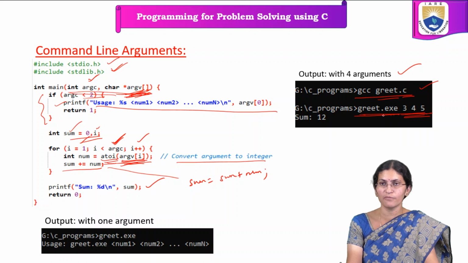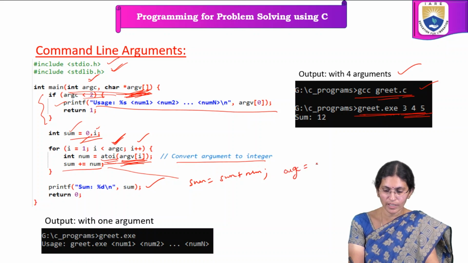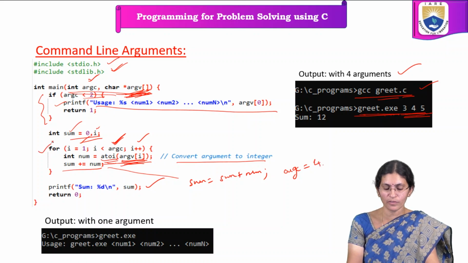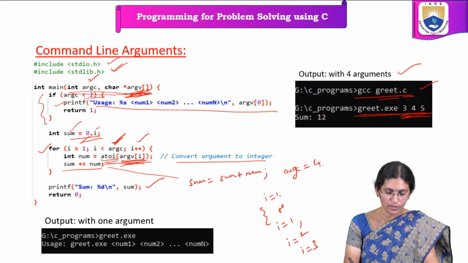Here in total we have passed 1, 2, 3, 4 arguments to the main function. So argc will be equal to 4 here. With the help of this for loop, for i equal to 1 means it will start from here and then 1, 2 and 3. So this loop will iterate 3 times: for i equal to 1, then i equal to 2 and then i equal to 3.